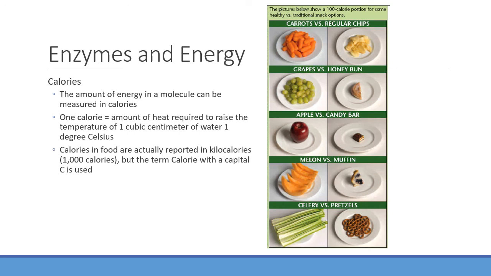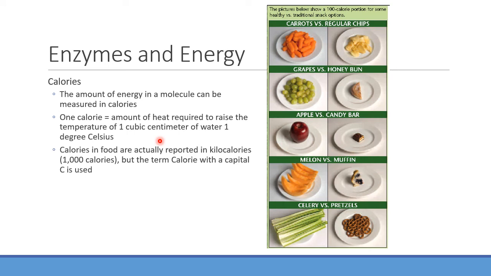Anyway, calories are the main way we show what the energy is going to be contained in a food, right? And the ability to get those calories out of the food may differ based on things like the makeup of it, whether it's fast-acting carbohydrates, slow-acting carbohydrates, with a lot of protein, different things like that can all affect it. But essentially, a calorie is the amount of heat required to raise the temperature of a cubic centimeter of water 1 degree Celsius.